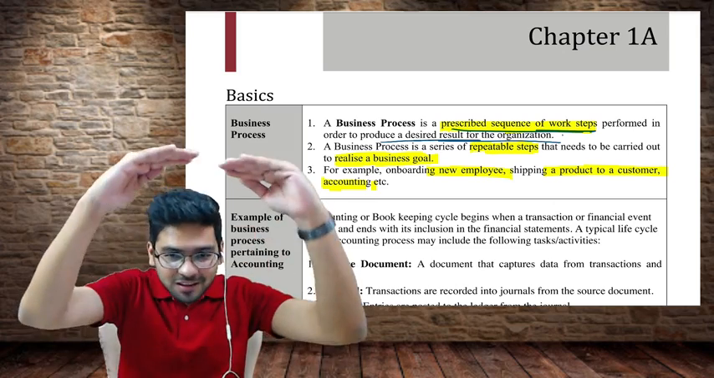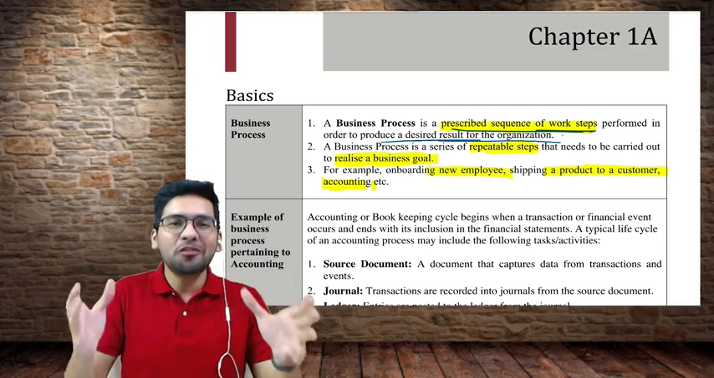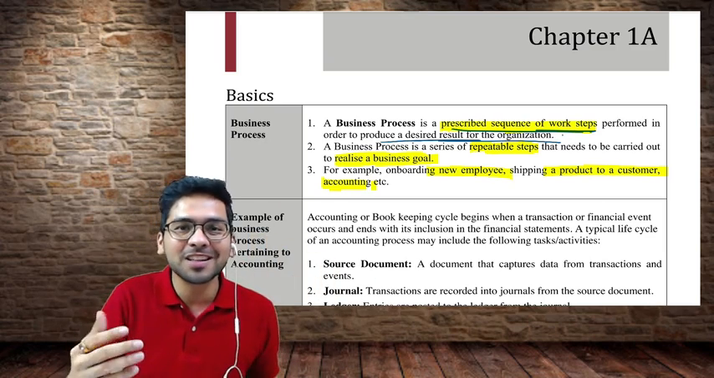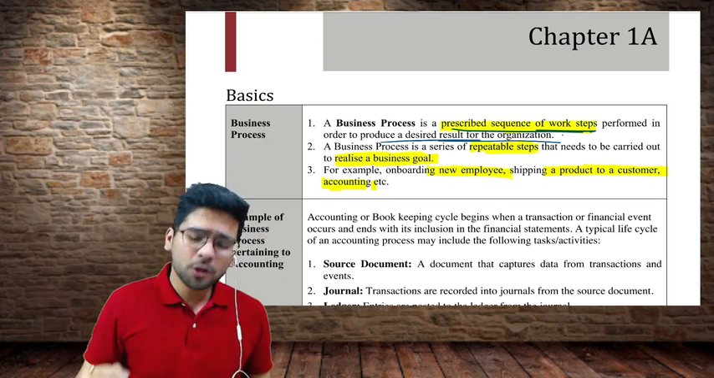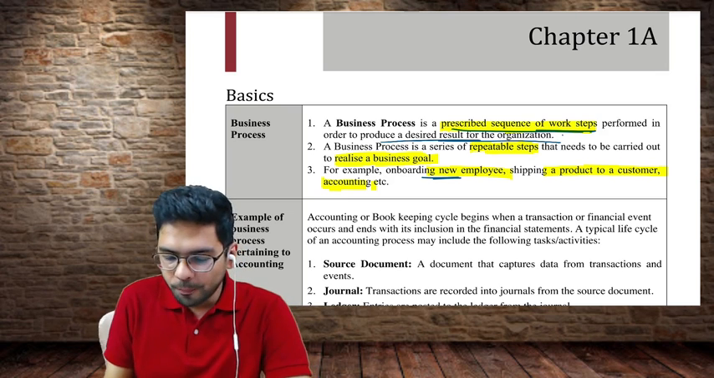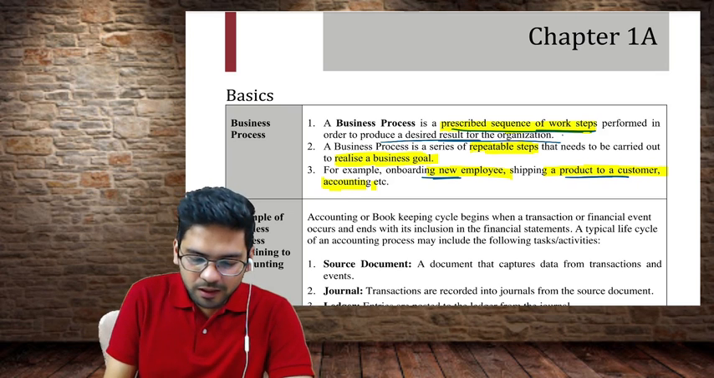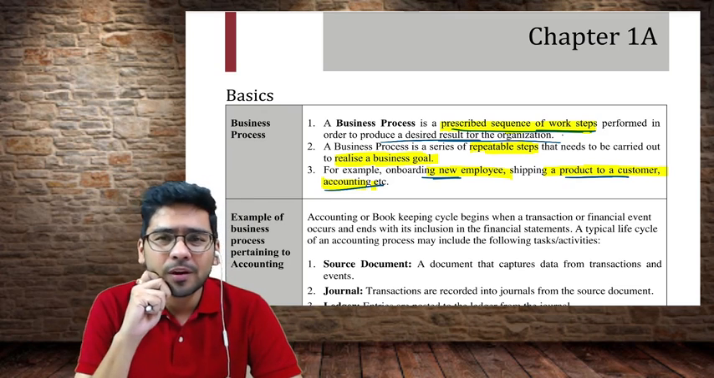The tea making steps were mentioned so that the quality of tea is premium and standard every time, right? So, a prescribed sequence of work steps. All right, so what can be the examples? I told you: onboarding a new employee, shipping a product to a customer, accounting, generating an invoice. All these are examples of business processes.